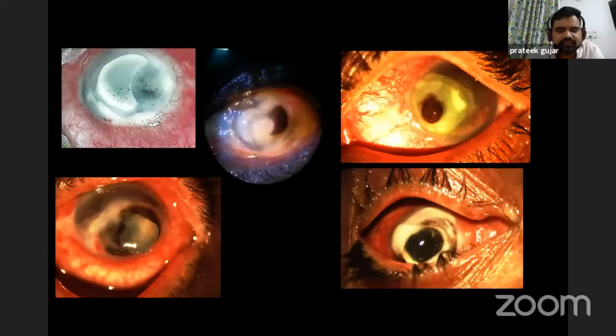So these are the kind of presentations which we usually see in our clinic, because patients in India tend to present quite late. So we mostly have patients where the infection has already extended up to the limbus, or it has perforated, with sometimes lens extrusion or vitreous prolapse, or sometimes endophthalmitis also.